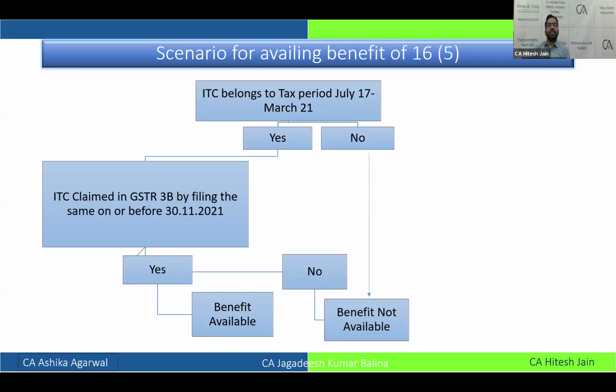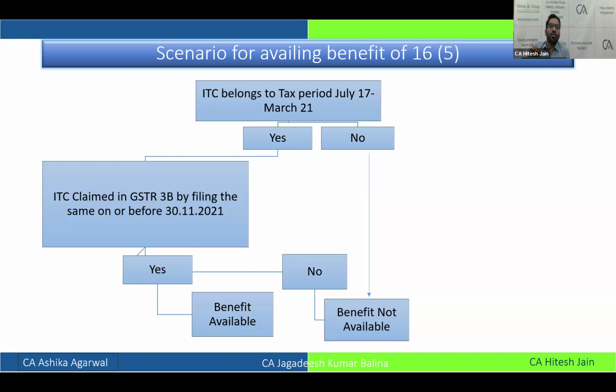Now let us understand the scenario with the help of this flowchart. Suppose I ask whether my ITC belongs to July 17 to March 21. If no, then the benefit of this section is straight away not available. If yes, whether such ITC has been claimed in 3B by filing the same on or before 30th November 21. If yes, then the benefit is available.